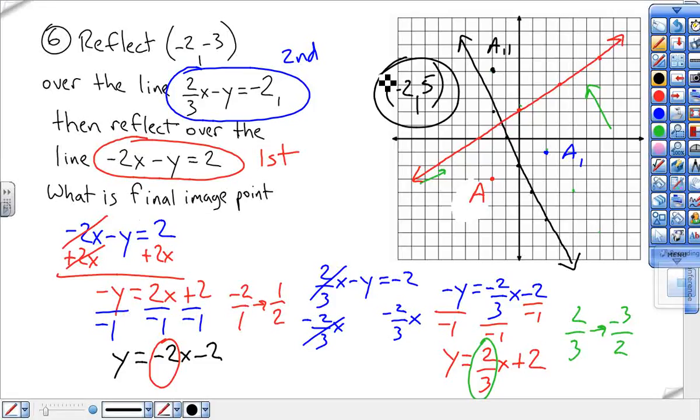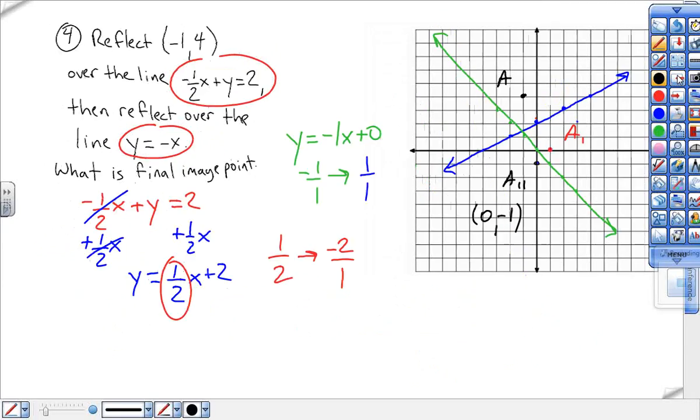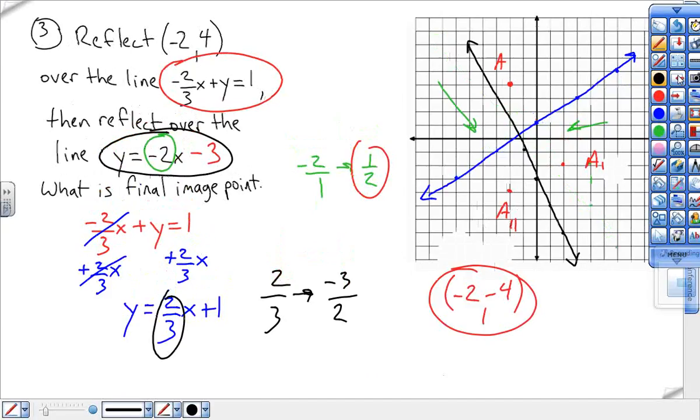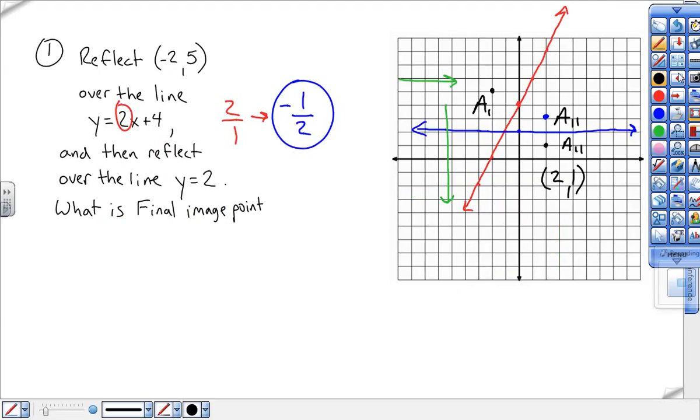I'm going to go back and double check that I wrote all the coordinates for the final image. So here we go, bear with me. So let's see. That one I did right, -4, 0. This one is 0, -1. This new one is -2, -4. That is 1, 3. And that is 2, 1.